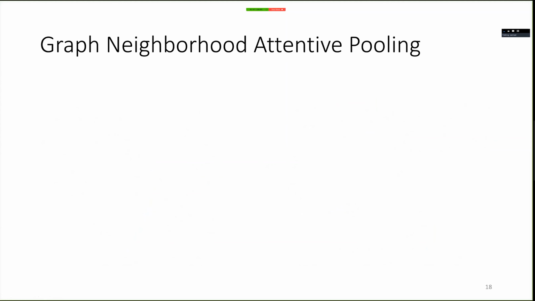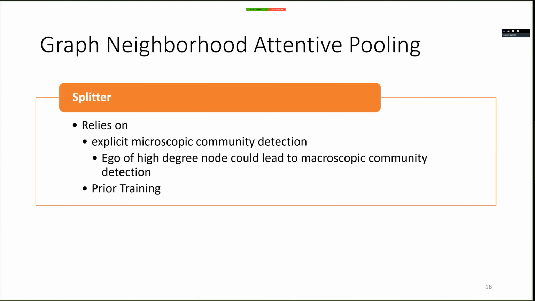So now we're done talking about Splitter. We will talk about the next work in this domain. But let's quickly highlight the issues of Splitter. First, Splitter relies on explicit community detection. As we said earlier, you extract the ego network and then you apply community detection on this network. Why is this an issue? Because you can have a node with high degree. It can happen that a node is connected to so many nodes, almost connected to the whole graph again. So you're just going back to square one.